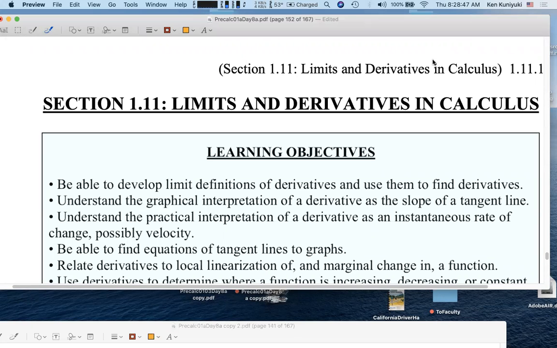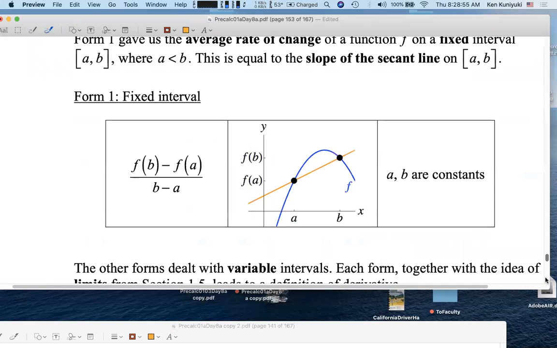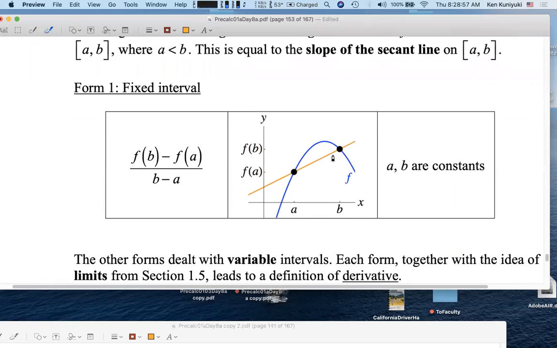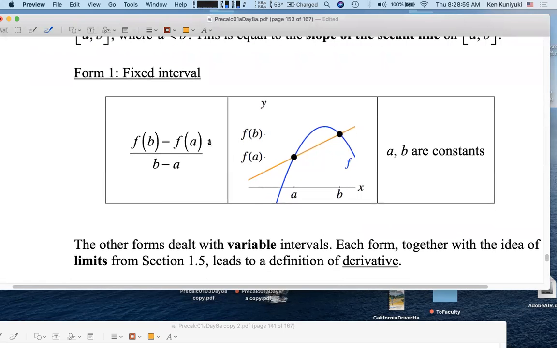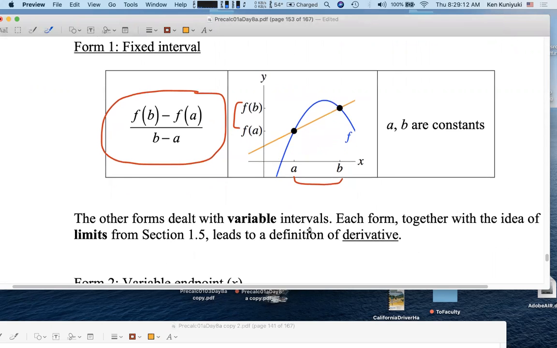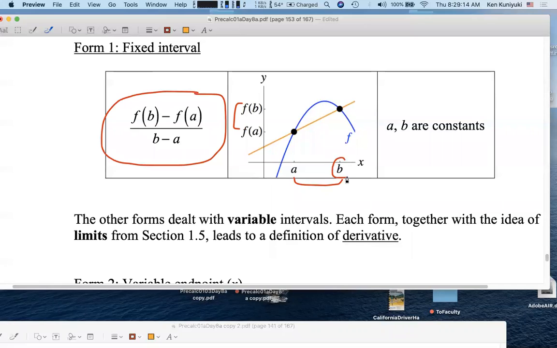Hi everyone. Section 1.11 is an optional introduction to derivatives in calculus. Now remember, when we were talking about slopes of secant lines and average rates of change, we looked at this difference quotient, rise over run. F of B minus F of A all over B minus A, rise over run. Now let's say that instead of the constant B, let's consider the variable X. We'll let X change, but we'll let A stay fixed.